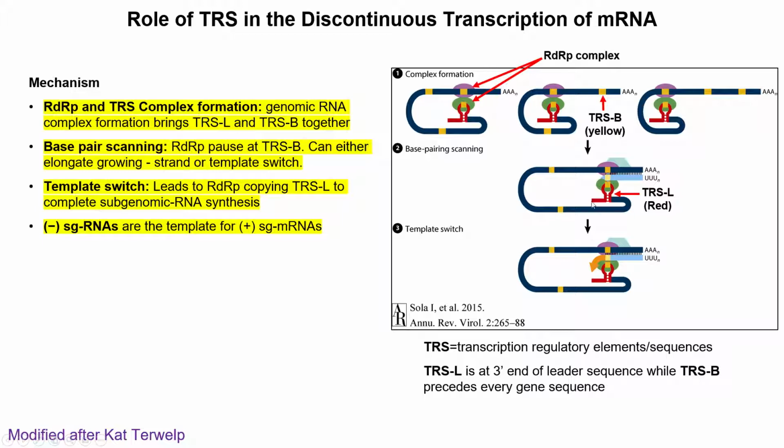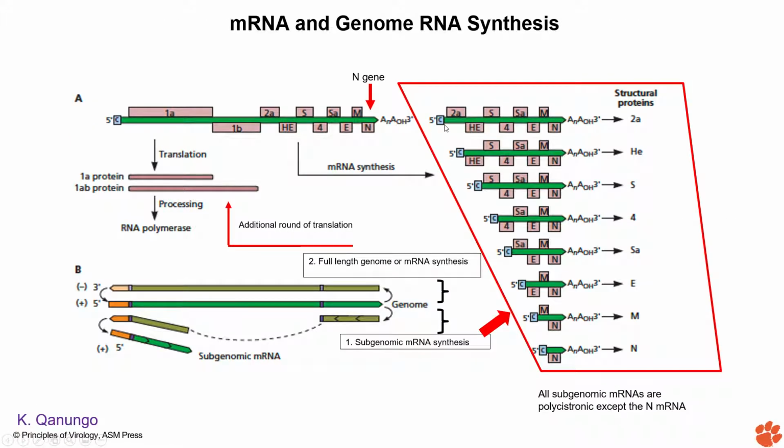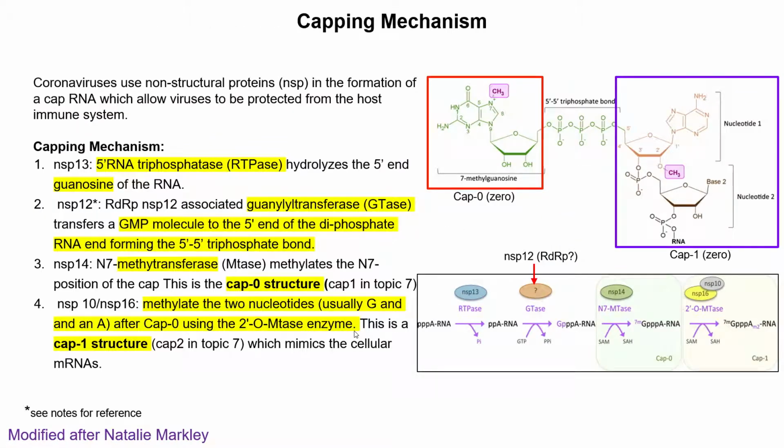And that can happen from here. It can come to here and jump right here. So this part will be synthesized. It can come here, and this part will be synthesized. If it jumps in the first TRS, it's going to synthesize all of it. If it reads through all of them and jumps at the last TRS, then this is going to be made. So this is basically the mechanism of discontinuous transcription, how this long distance RNA polymerase switch of template happens. So that's the overall view of that.